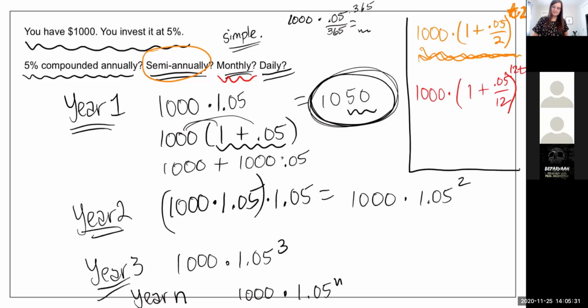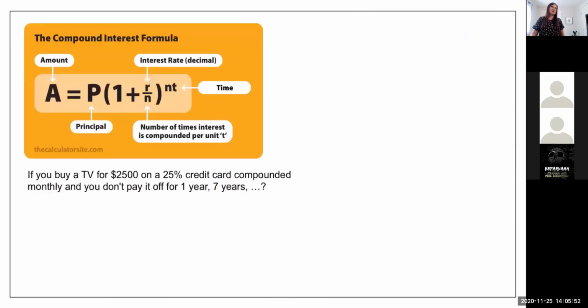And daily, you can anticipate this, see if you anticipate it: (1 + 5%/365)^(365t). That generalization leads us to your compound interest formula, which you may have seen before, but I really wanted to build up to it to show you what this means.